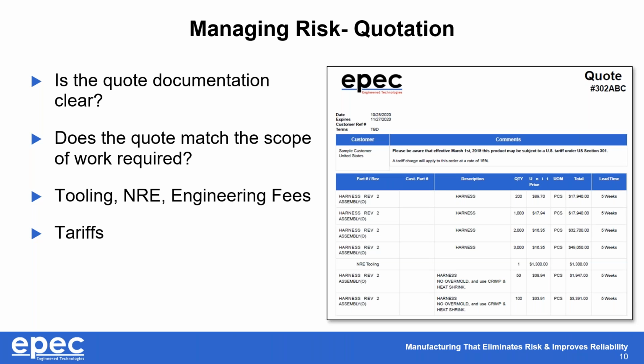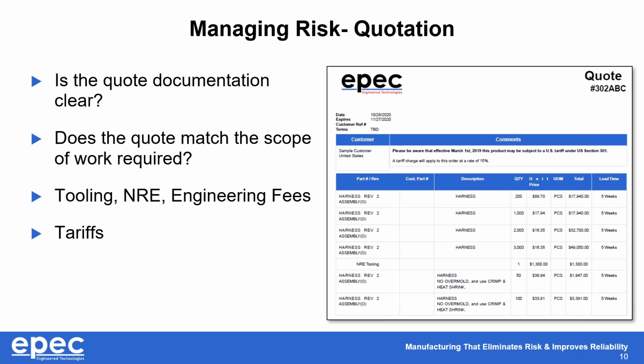So the first step to managing risk with your new project is getting ahead of this at the quote stage. The first question to ask yourself is the documentation that you're providing to your potential supplier, is that documentation clear? If there's any ambiguity in that, you're leaving yourself in a position of risk. The next step is to clearly understand the quote and compare that to the scope of work that you've requested.